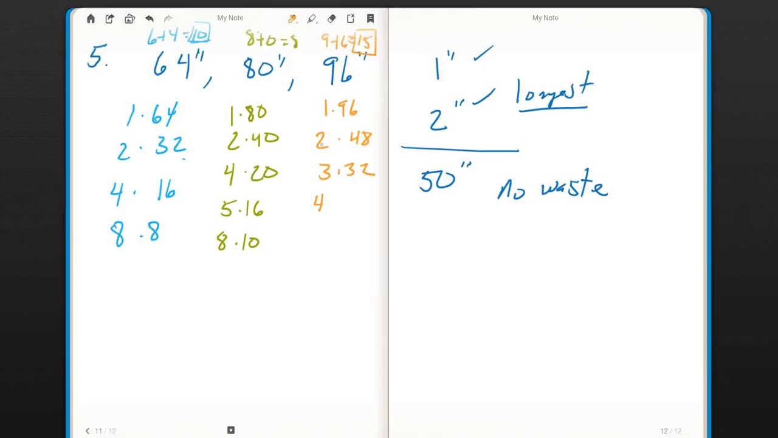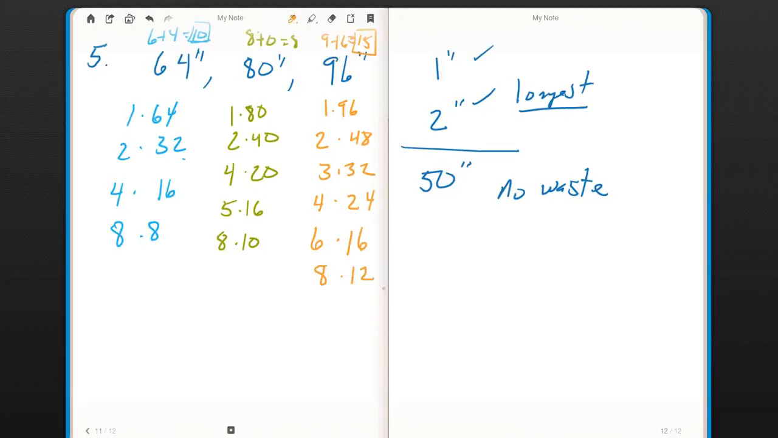4 is going to go into it. If it's 2 times 48, it'd be 4 times 24. 2 and 3 both go in, so I know 6 does. Of course, I know 5 does not. So this will be 6 times 16 and 8 times 12.